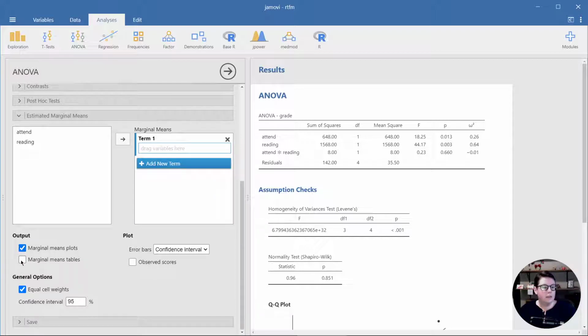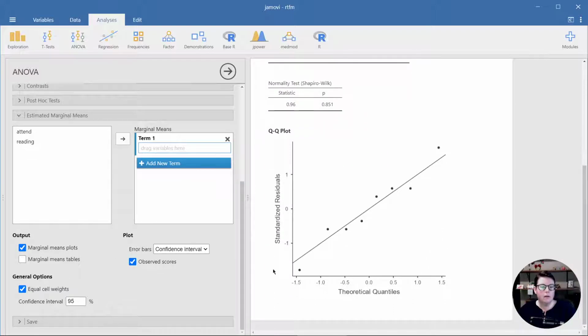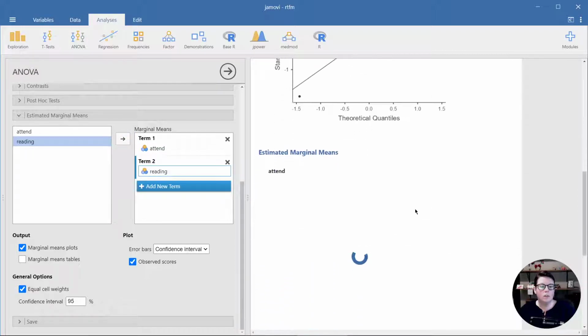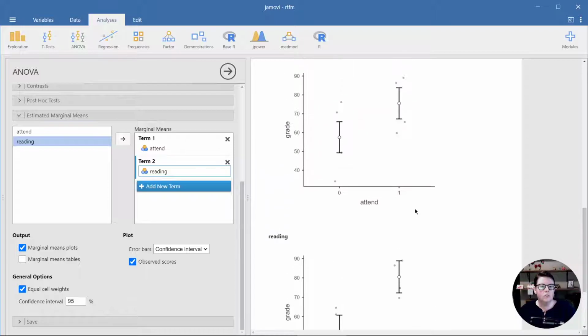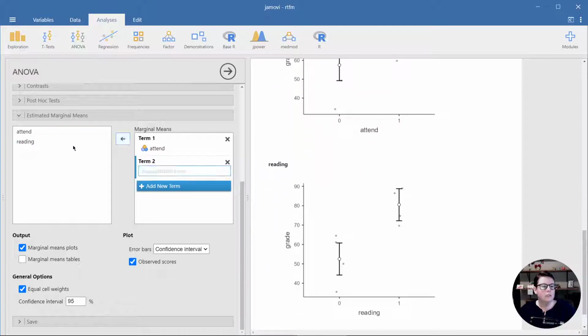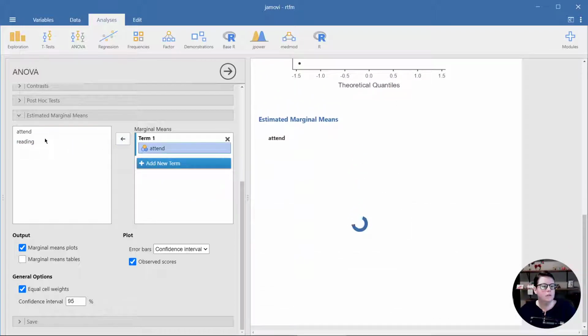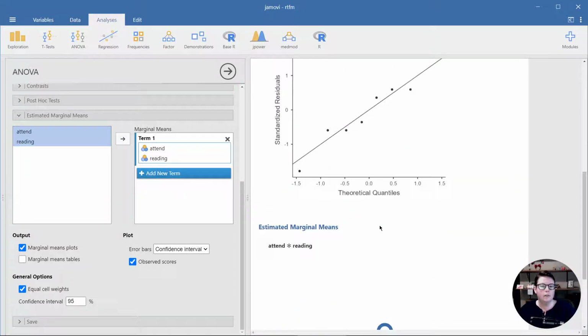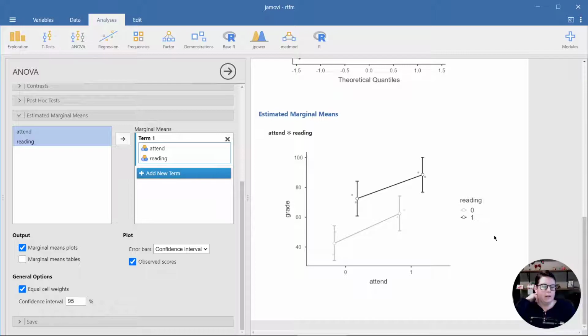I like to get the plot in there. Because I need to move it over. And we're going to move a new term, see if this is how it works. Oh yeah, so it's putting them both separately. I actually don't want that. Let's get rid of that, start over. I think I can, yep, both in together. Because that's what I really want. There we go. So now I've got my interaction plot of the interaction between attendance.